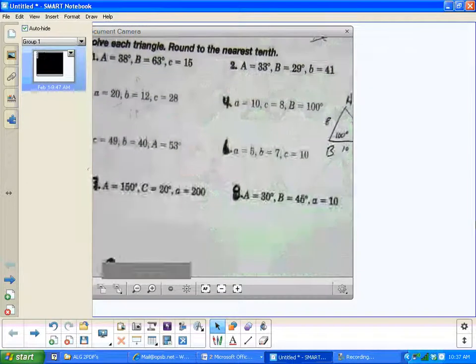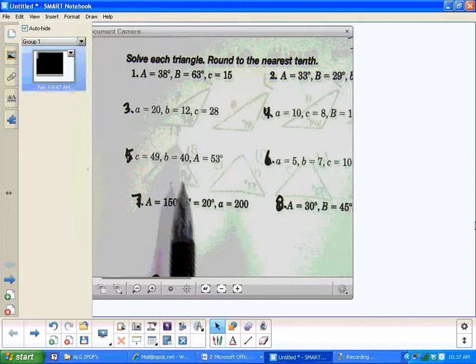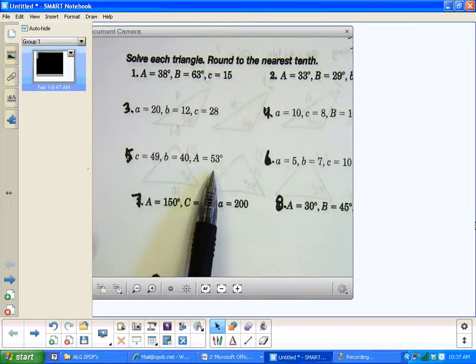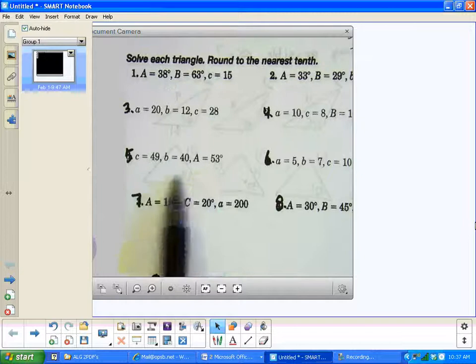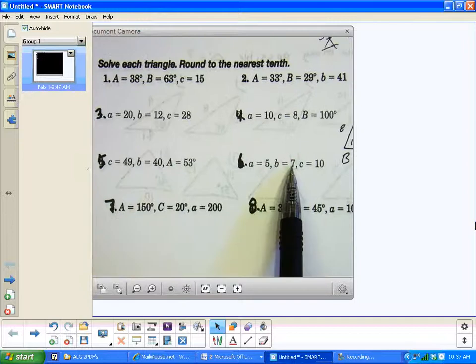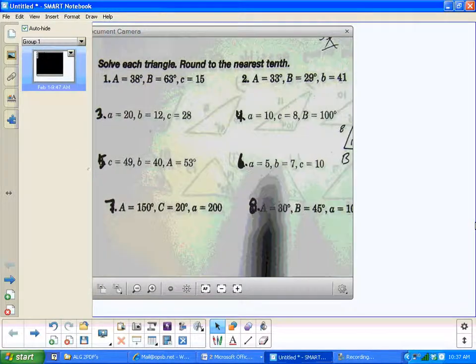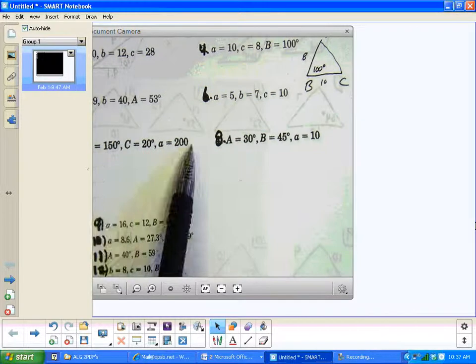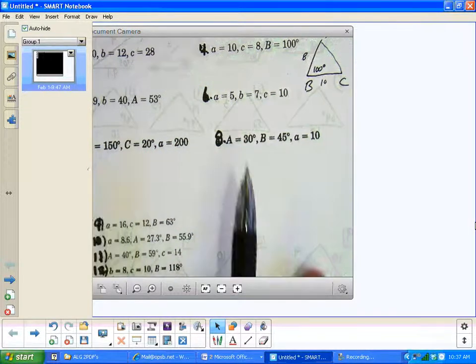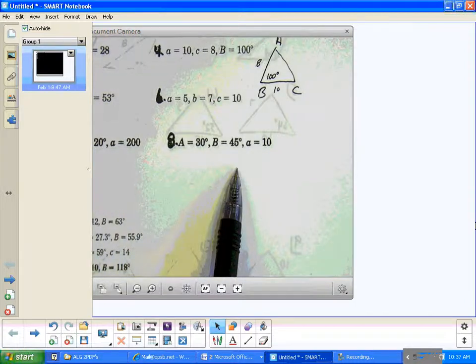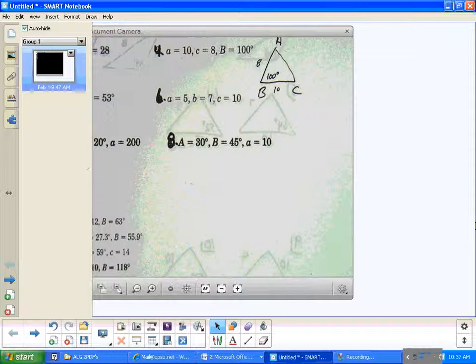All right, now this looks like two sides and an angle again, doesn't it? Okay, it's going to be laws of cosine because it's not going to be side side angle yet. Okay, all right, this one's got all three sides, so laws of cosine. All right, this one's got two angles and a side, so laws of sine. Same thing here, two angles and a side, so laws of sine.